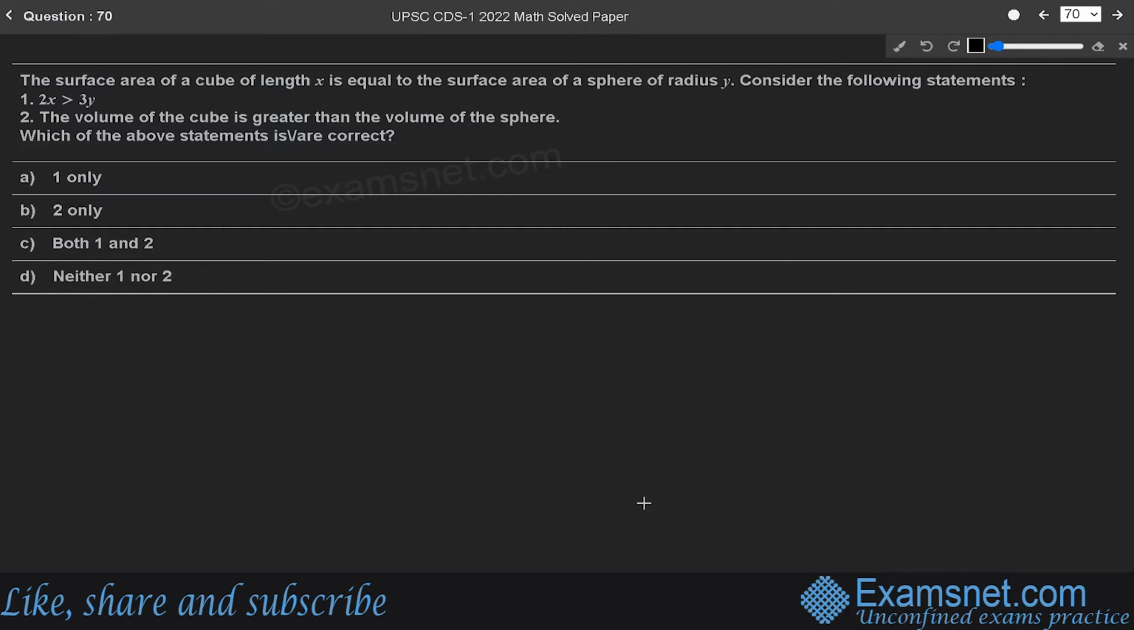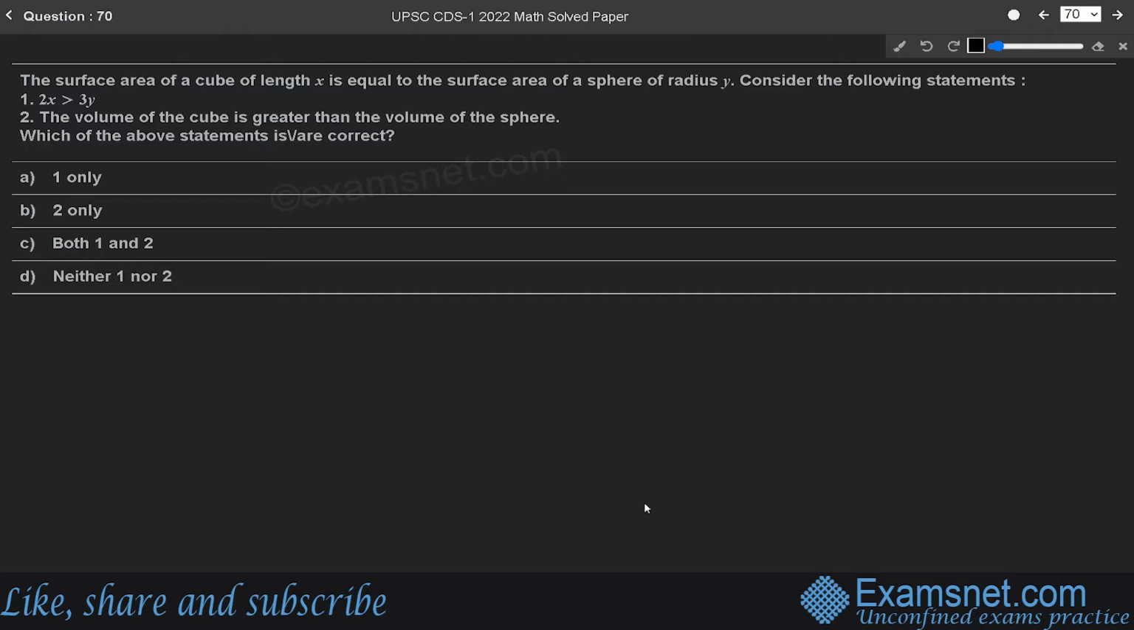Next question is: the surface area of a cube of length x is equal to the surface area of a sphere of radius y. Consider the following statements. Statement 1 is 2x is greater than 3y. Statement 2 is the volume of the cube is greater than the volume of the sphere. Which of the above statements is or are correct?